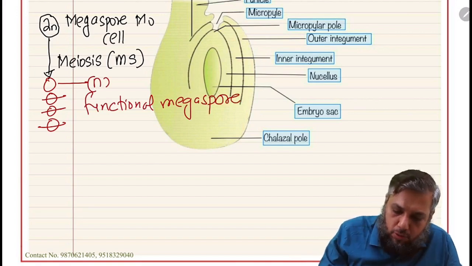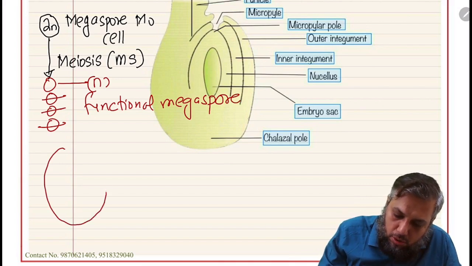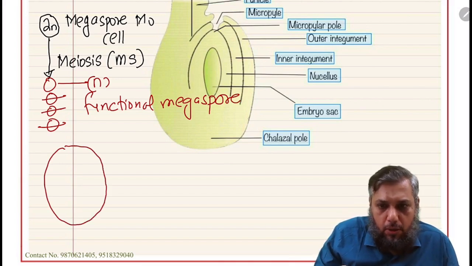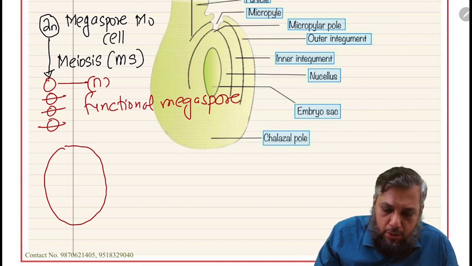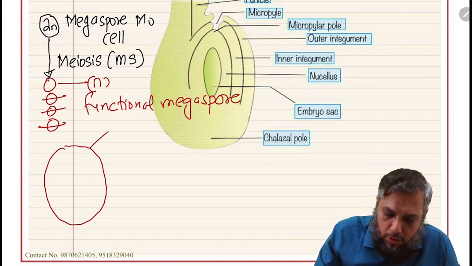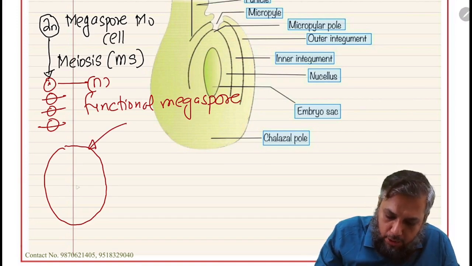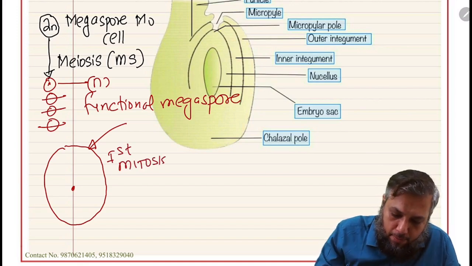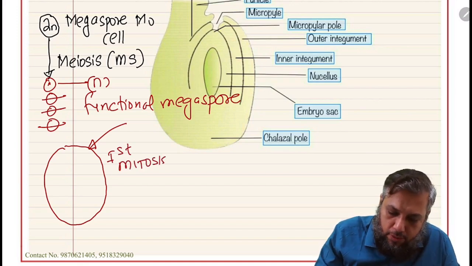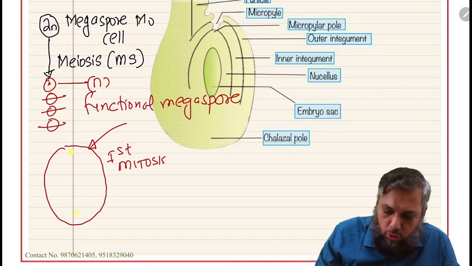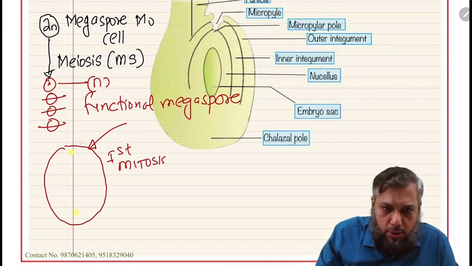Now, in this functional megaspore, the wall increases, the cell elongates, and this wall of the functional megaspore is the future wall of the embryo sac. It has a single nucleus which undergoes first mitosis, and now it results in the formation of two nuclei, one towards the micropylar end, one towards the chalazal end.